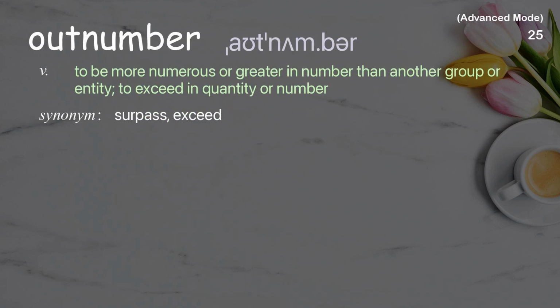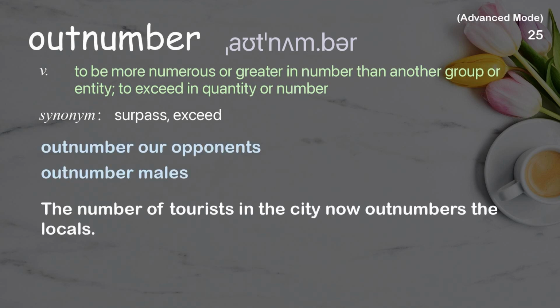Outnumber. To be more numerous or greater in number than another group or entity, to exceed in quantity or number. Examples: outnumber our opponents, outnumber males. The number of tourists in the city now outnumbers the locals.